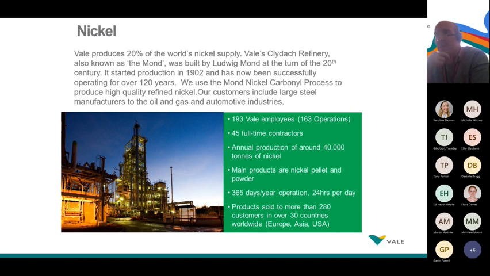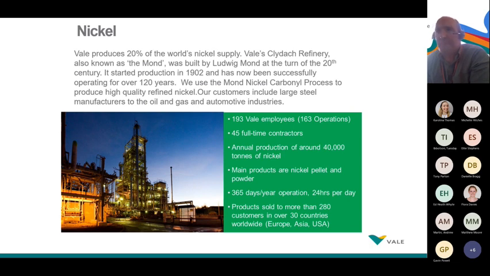process. So on our site, we have about 193 Vale employees, 163 of those are in operations, 45 full-time contractors, typically making around 40,000 tons of nickel, and our main products are nickel pellets and powders. We operate 365 days a year, 24 hours a day, and sell to almost 280 customers in over 30 countries. A lot of our pellets end up in Europe and UK, a fair bit of our powder ends up in Asia, and we do sell a small amount into America, although our sister plant in Canada covers most of that.